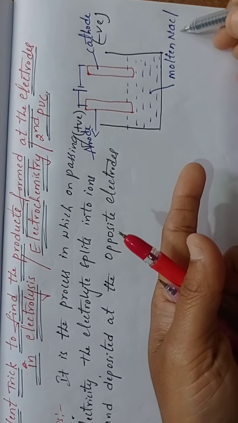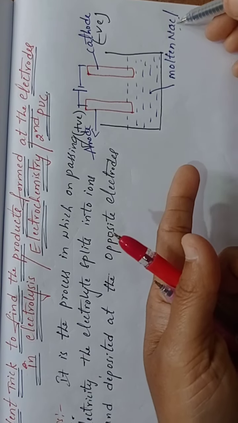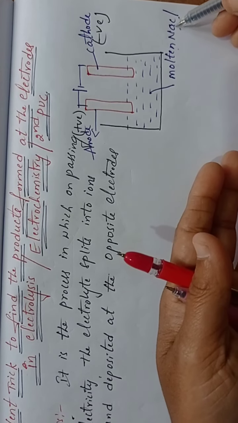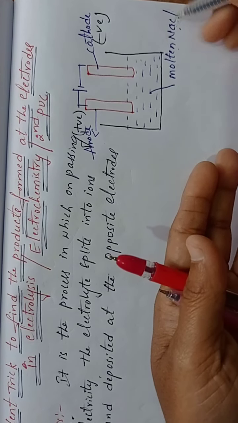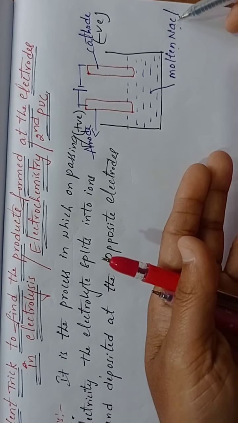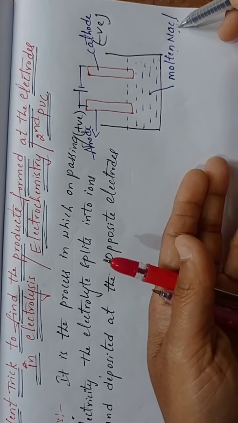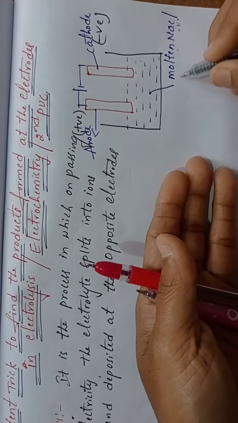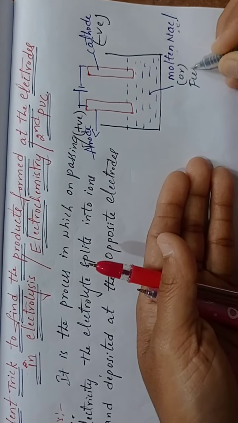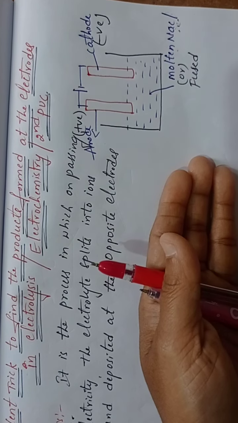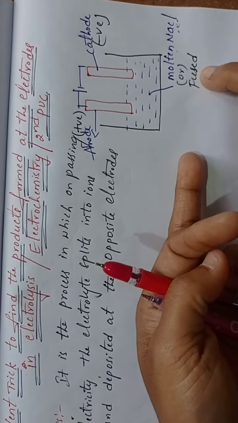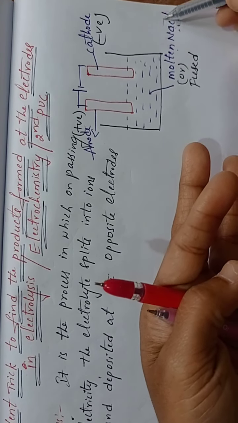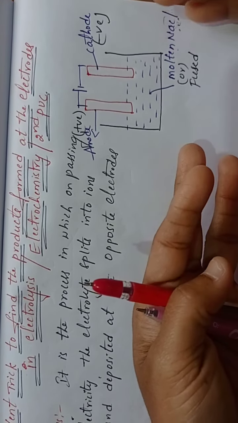Now we know that in the NaCl solution, molten NaCl, what is molten, students? It is in the melting form. That means melted NaCl solution, so it is in the liquid form. The molten state or fused state, both are the same. That means here there is no water content, only NaCl in the liquid form.